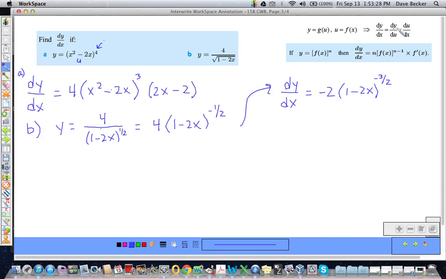Okay, so I have now taken dy/du, if I think of this inside as u, the derivative of y with respect to u. I don't like to put the u in there and then resubstitute it. It just takes too long. Okay, so now times the derivative of u with respect to x, the derivative of the inside. Well, what's the derivative of 1 minus 2x? The derivative of 1 minus 2x is negative 2.